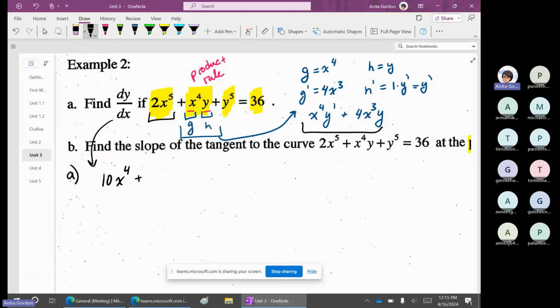So then I can take this and put it in here. So this is x to the 4 times y prime plus 4x cubed times y. My last piece is a function y that depends on x, so I use the chain rule on here, right? This is going to be 5y to the 4th times y prime equals 0, because this is a constant.